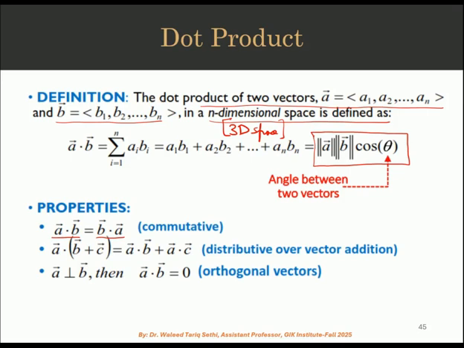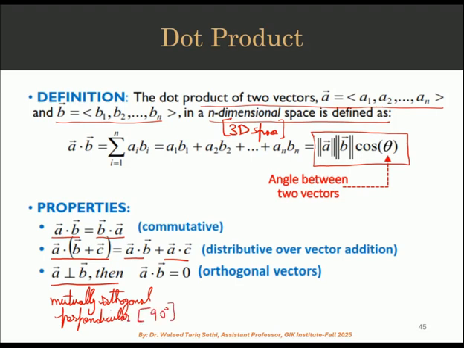It is distributive over vector addition, so if you take the product of a vector with a sum in parentheses, you can write it as a dot b plus a dot c. And an important thing with the dot product is that if you have two vectors which are mutually orthogonal, a term we have talked about as well, meaning they are perpendicular to each other, or 90 degrees apart, then their product will be a zero value.